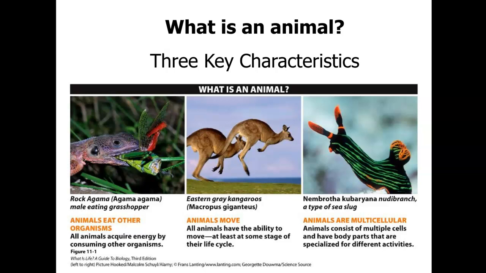So what exactly is an animal? Well, in order for there to be an animal, we have three distinct characteristics. Animals eat other organisms, so in order to acquire energy by consuming things, they have to consume other organisms. Animals move, so all animals are going to have the ability to move at some stage of their life cycle, maybe not in all stages, but in some. And animals are going to be multicellular. That means they're going to consist of multiple cells and body parts. Some will have specialized activities for those specific cells.